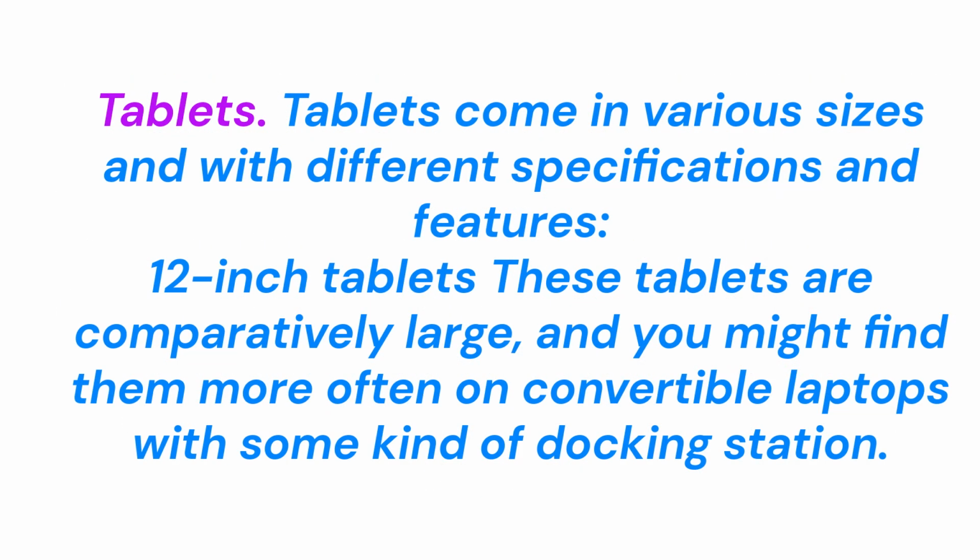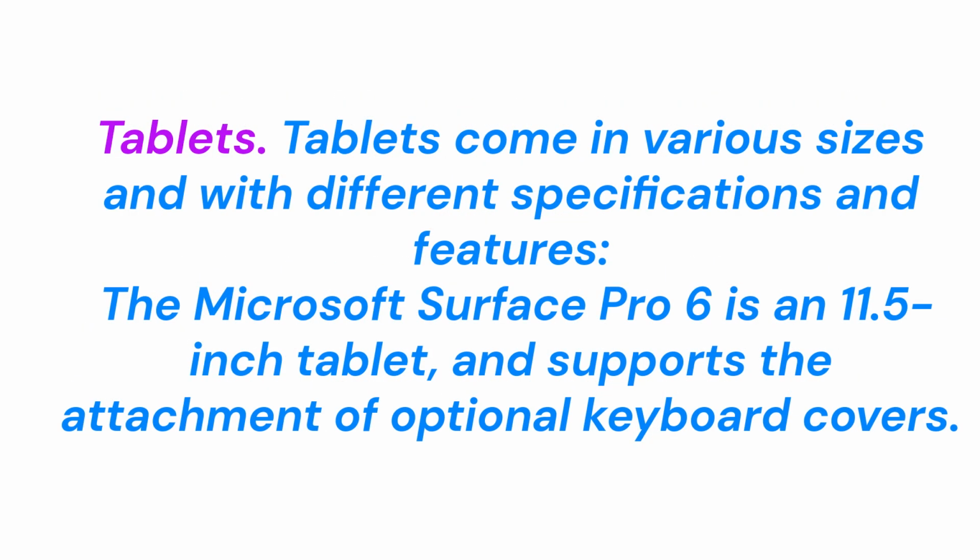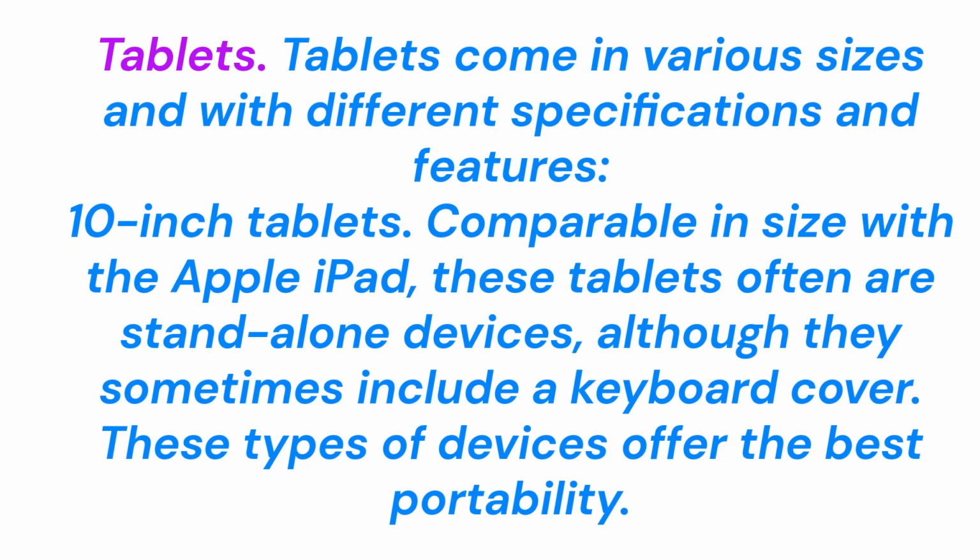Tablets. Tablets come in various sizes and with different specifications and features. 12-inch tablets. These tablets are comparatively large, and you might find them more often on convertible laptops with some kind of docking station. The Microsoft Surface Pro 6 is an 11.5-inch tablet and supports the attachment of optional keyboard covers. 10-inch tablets. Comparable in size with the Apple iPad, these tablets often are standalone devices, although they sometimes include a keyboard cover. These types of devices offer the best portability.